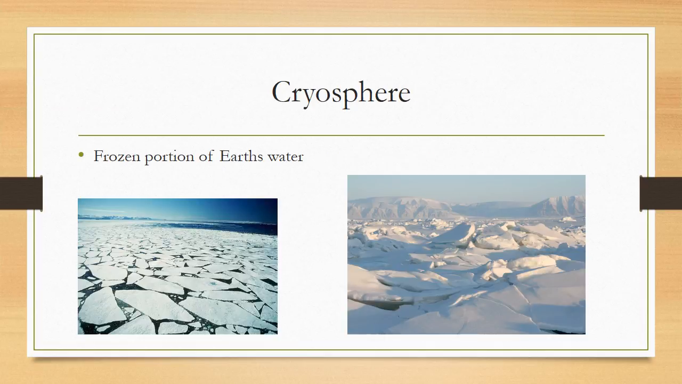Cryosphere. The cryosphere is the frozen portions of Earth's water. The two pictures that we're seeing right here are sea ice. The left is sea ice that's starting to break up as it gets warmer. The right is freshly formed sea ice that is related to the sea actually getting cooler.